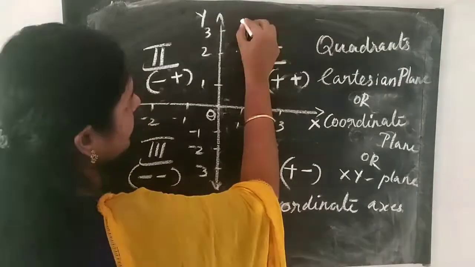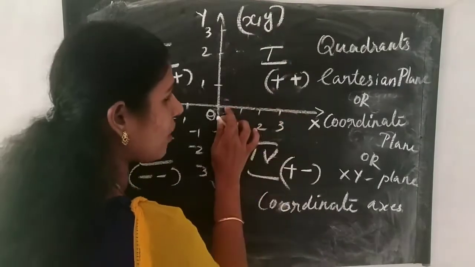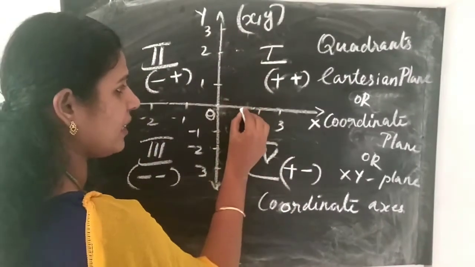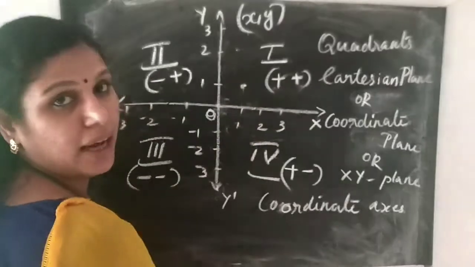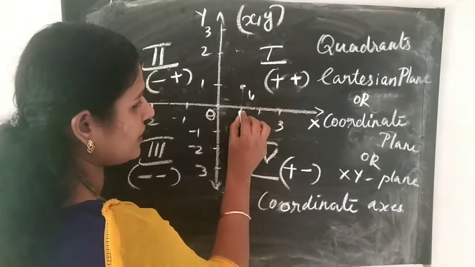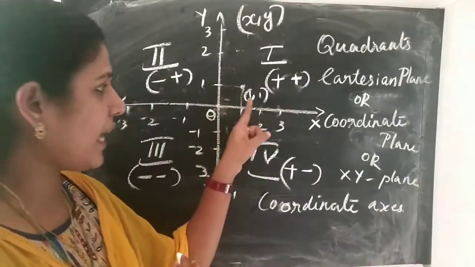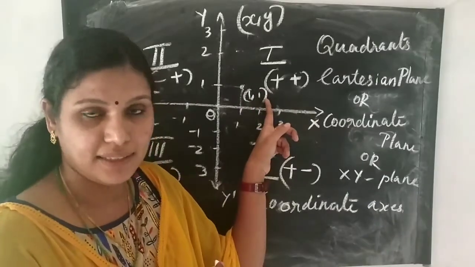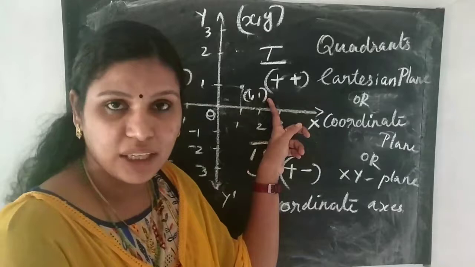That means it is written like this: x, y. First we write the x coordinate, then we write the y coordinate. The numbers are arranged here in the plane. Here I mark a point, and this is 1 comma 1. In the plane the coordinates are arranged in the order x, y, like this.